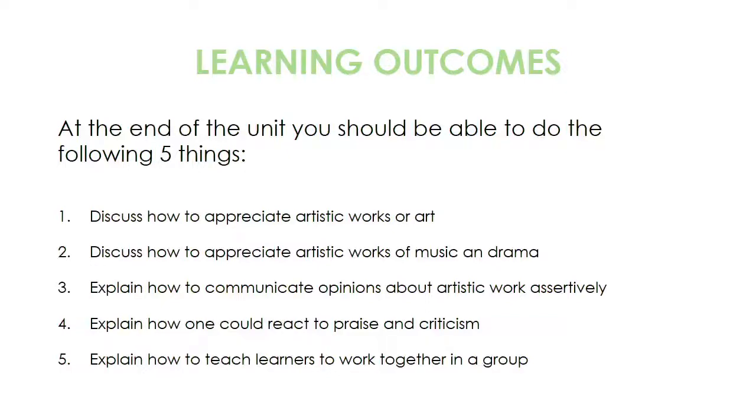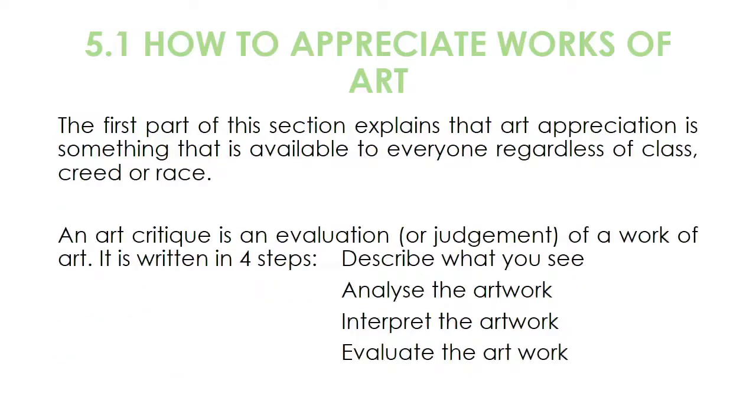Now, the 5 things that you should be able to do at the end of this unit is you should be able to discuss how to appreciate artistic works of art. You should be able to discuss how to appreciate artistic works of music and drama. You should be able to explain how to communicate opinions about artistic work assertively. You should be able to explain how one could react to criticism and praise, and you should be able to explain how to teach learners to work together in a group.